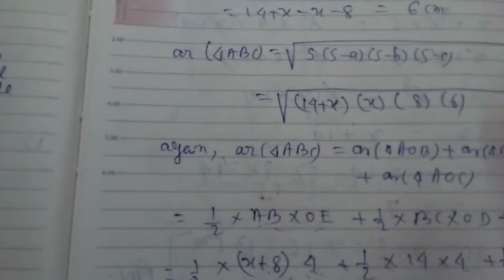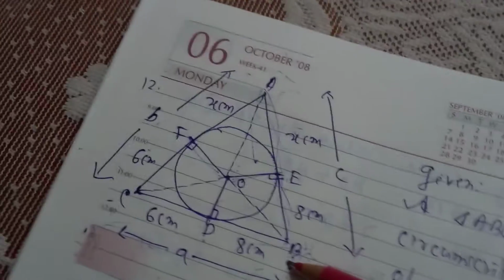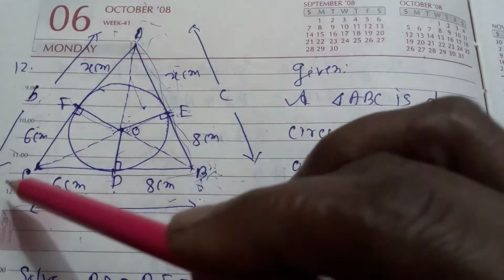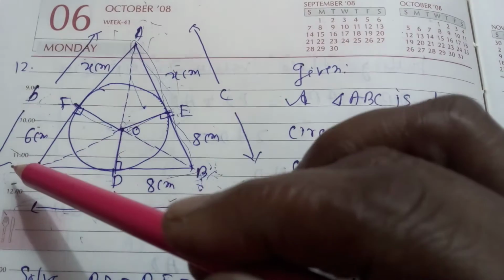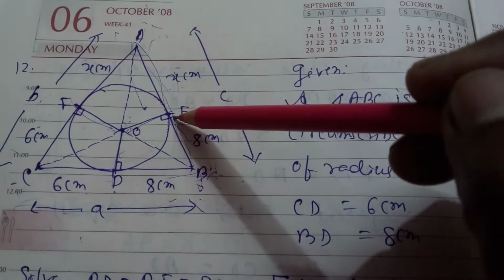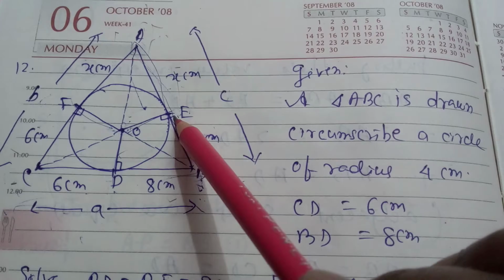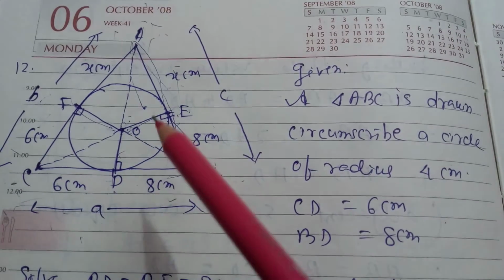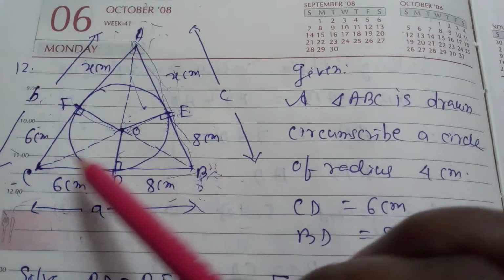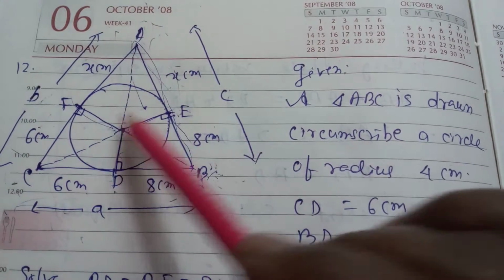Again, area of the triangle ABC you can determine by the general formula. Area of triangle ABC is area of triangle AOB plus area of triangle BOC plus area of triangle AOC. In triangle AOB, the base is AB and the height is OE, since the radius is perpendicular to the tangent. Again OD is the height of triangle BOC and OF is the height of triangle AOC, since the radius is perpendicular to the tangent.